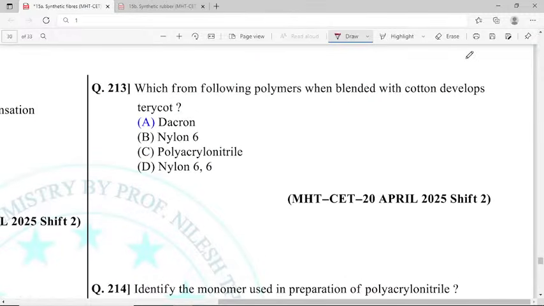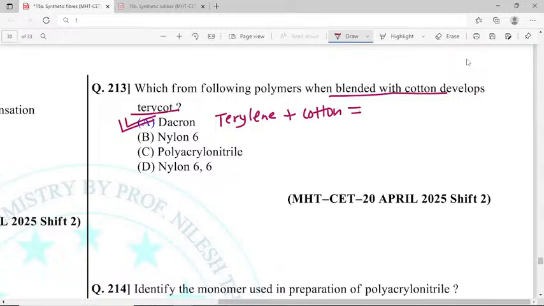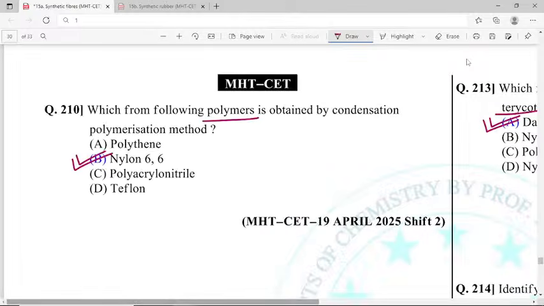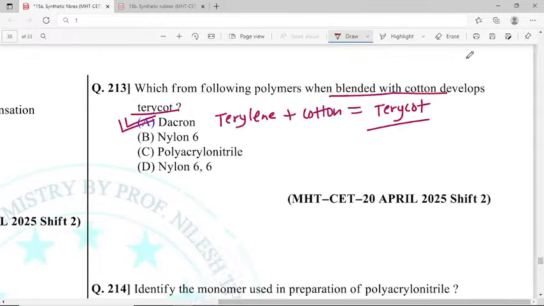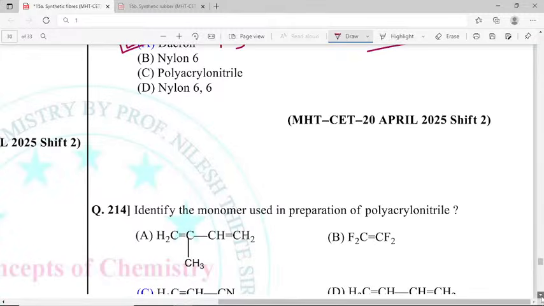Which from following when blended with cotton develop terrycot? So this is terry, that's a Dacron. Dacron stands for terylene. Terylene plus cotton is equal to terrycot. So terrycot is the answer. Terylene, Dacron, terrycot. Terylene plus cotton, terrycot.